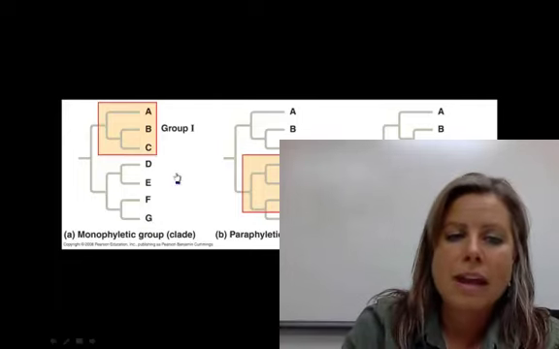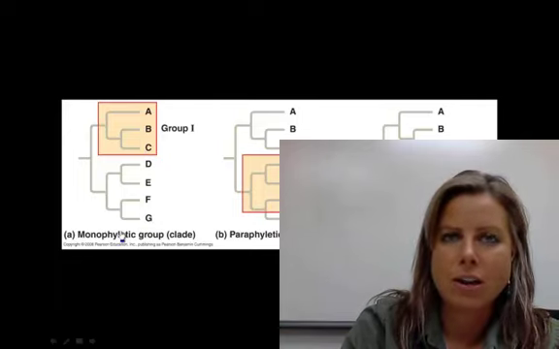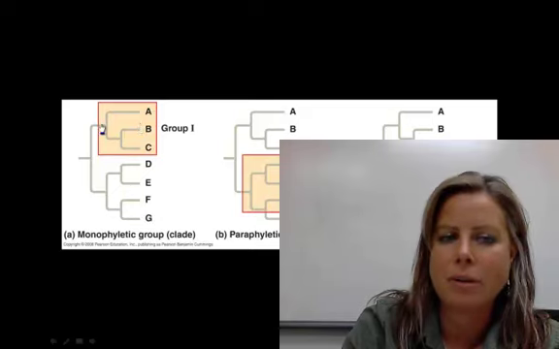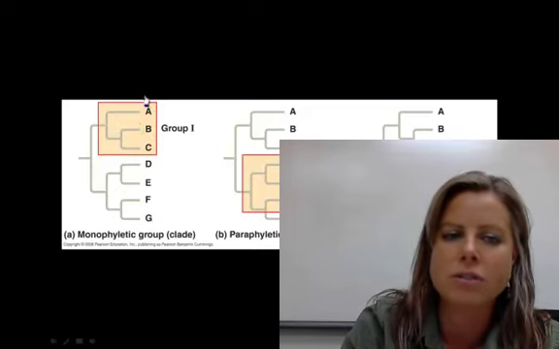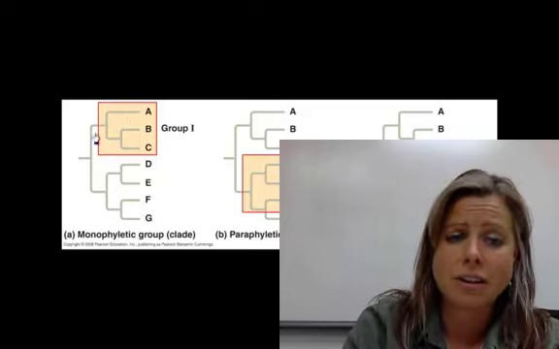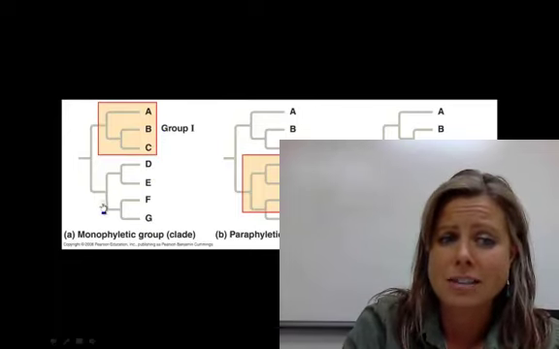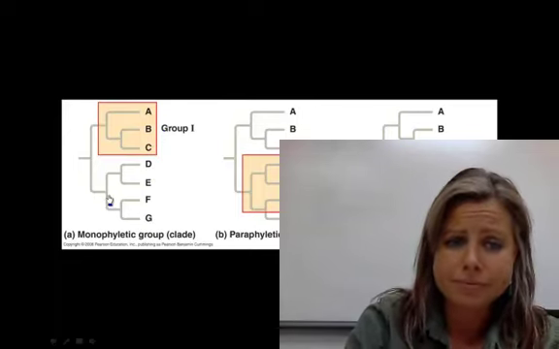Okay, so A, B, and C, if we're just talking about them, that's called a monophyletic group because it's including all of these species here and their common ancestors. Basically, all of these are closely related because they came from the same ancestor. Now, it would not be monophyletic if we said that we are going to do A, B, and C and include D, right? Because D has a different ancestor down here.